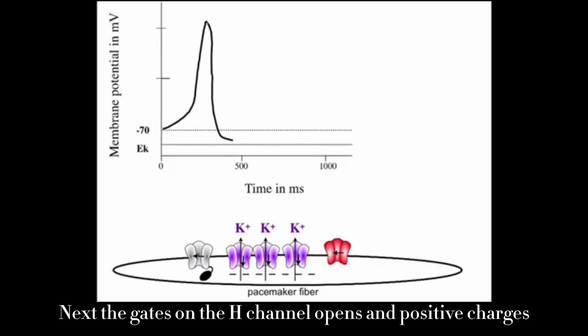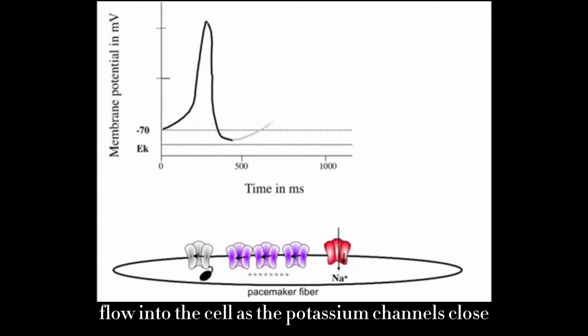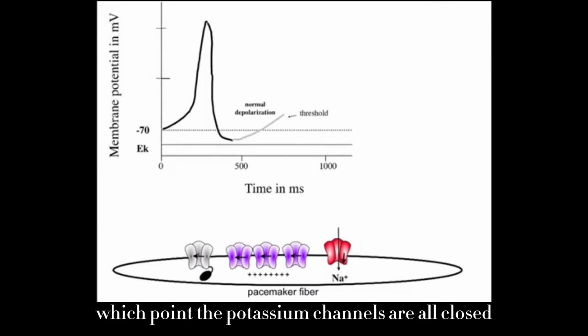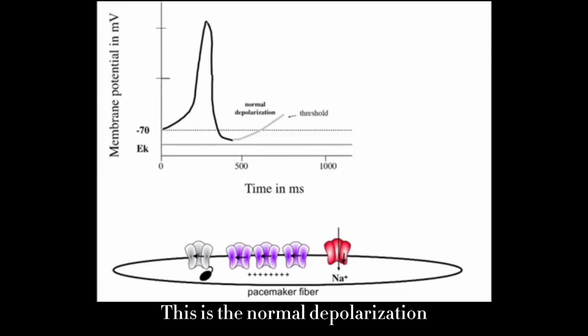Next, the gates on the H channels open and the positive charges flow into the cell as the potassium channels close. The cell progressively depolarizes until threshold is reached, at which point the potassium channels are all closed. This is the normal depolarization.